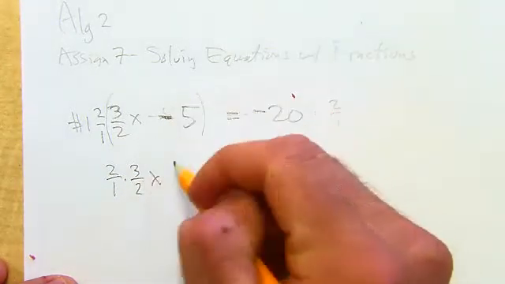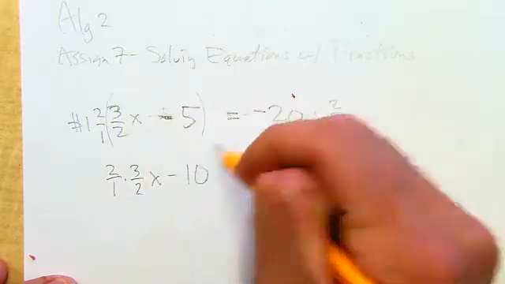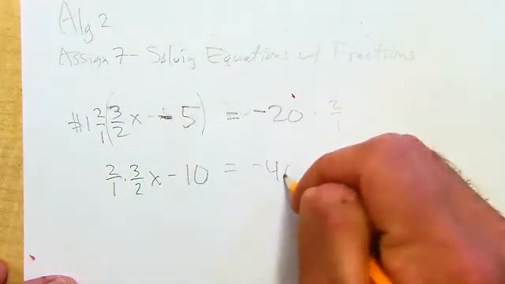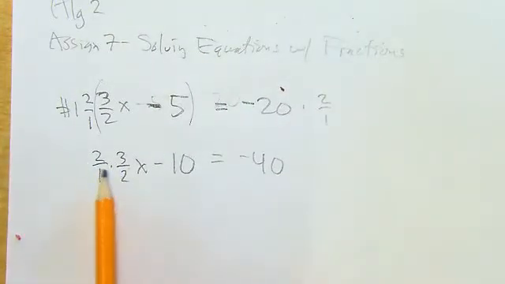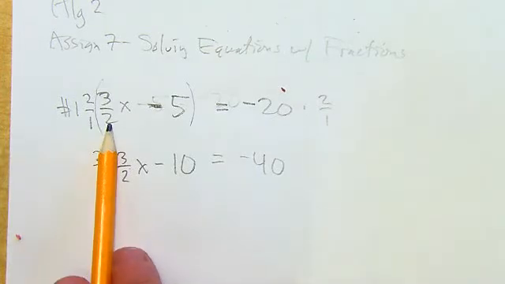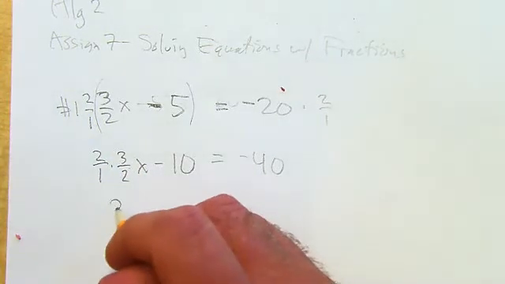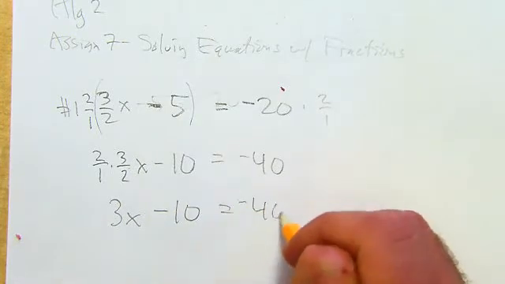I'm going to distribute the 2 to the 5, which will just be 10. That's easy. And then negative 20 times 2 is negative 40. So here's the only tricky part, but the cool thing is these 2's are going to cancel out. That's why I did 2 over 1, because that will cancel with that 2. So really this is just 3x. And now I've got a pretty simple equation to solve.